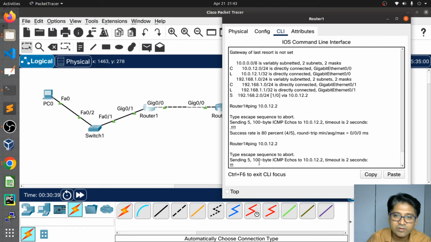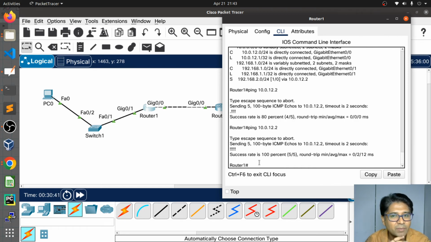Oh, this is pingable. I'm able to reach that. So it means I'm able to reach 192.168.2.1. Am I able to reach or not? Guys, I have a route. Yes, we can reach.